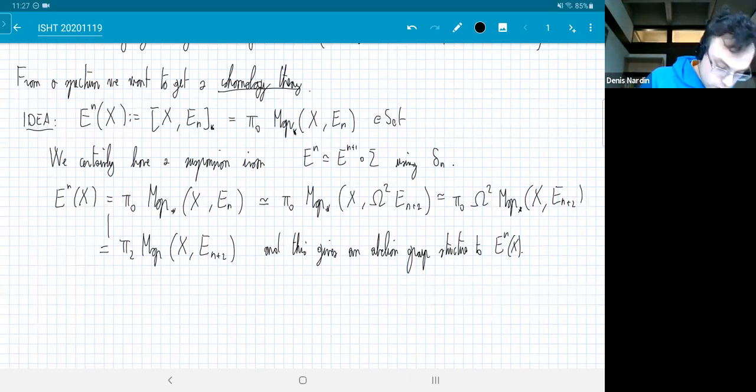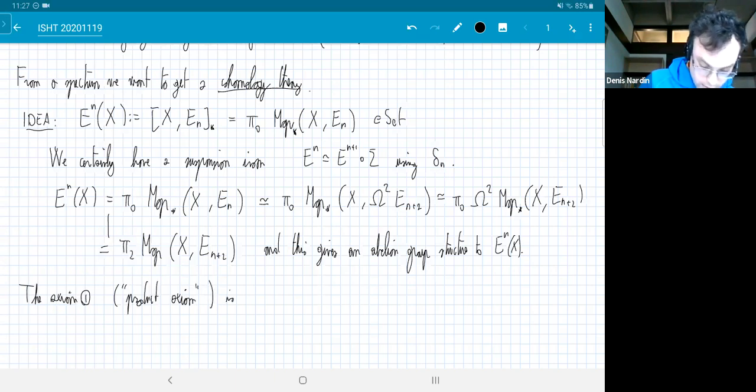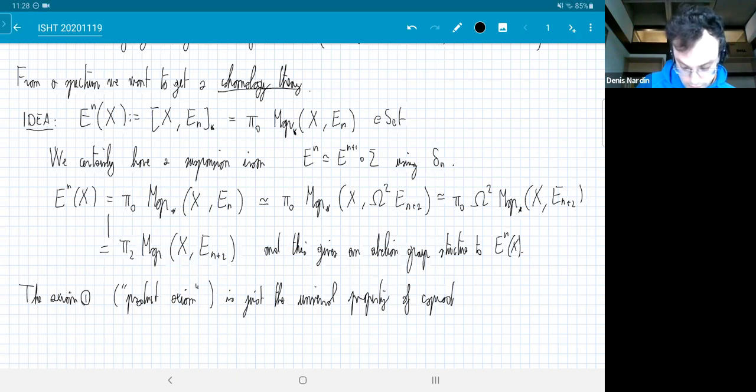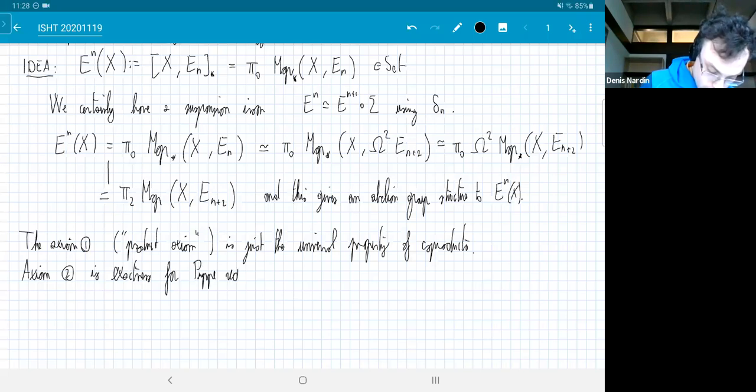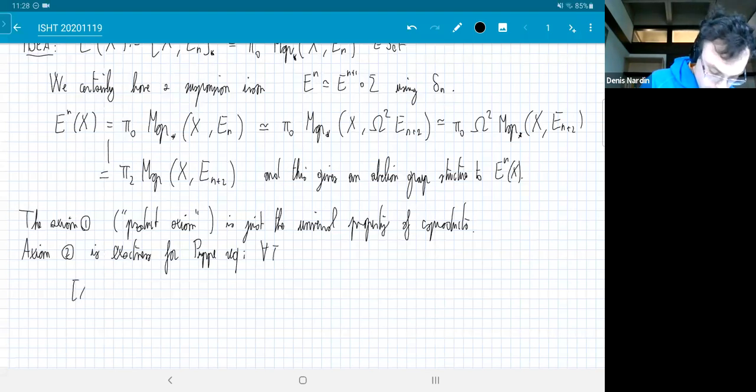And the exactness, okay, the axiom one, the product axiom, is just the universal property of coproduct. No? And then axiom two is exactness for Puppe sequences: for any X'' to X to X', it is an exact sequence of pointed sets.